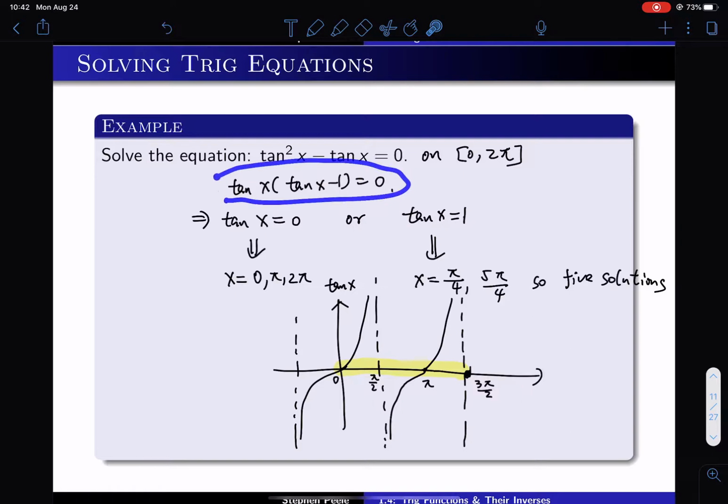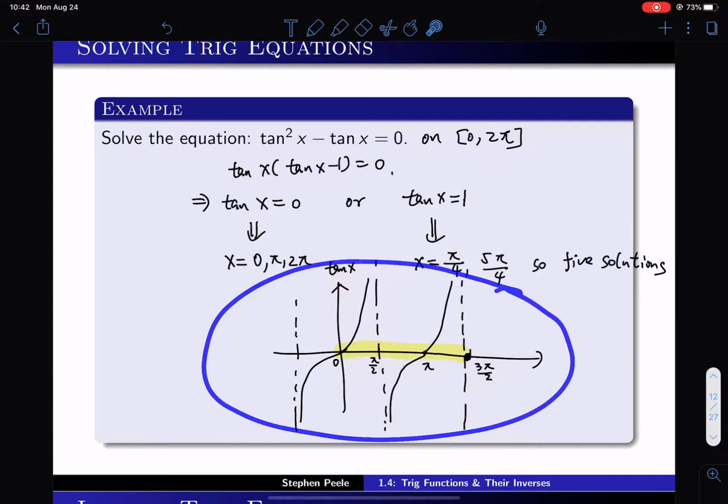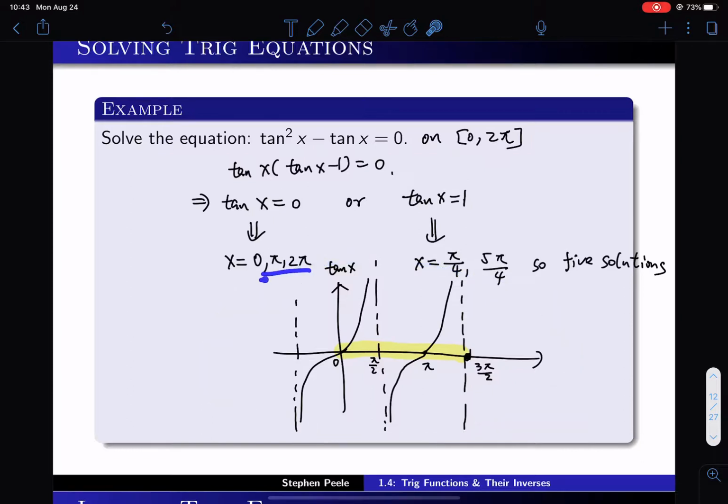Because from this equation, you can see we have 2 subcases. The first case is tangent of x is just 0. The second subcase is this term is 0, so tangent x is 1. For the first case, this is where we are going to use the function graph, the second method, to get the corresponding x value.